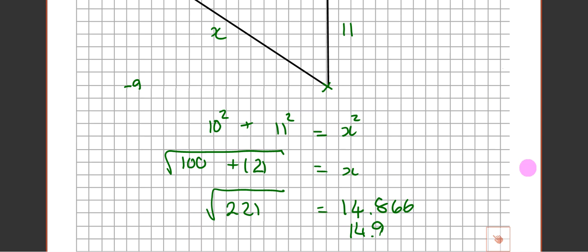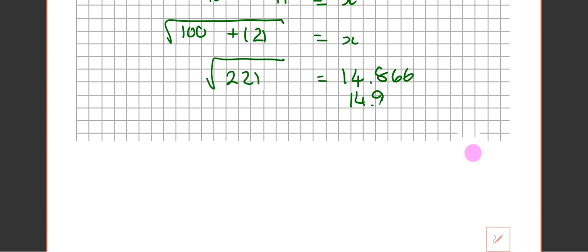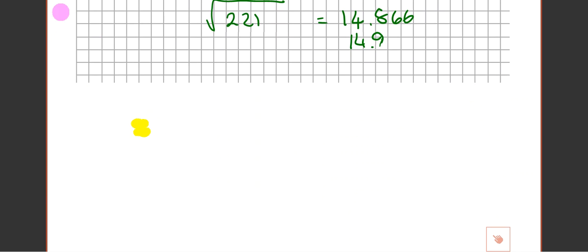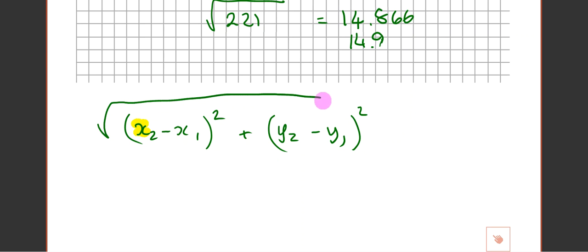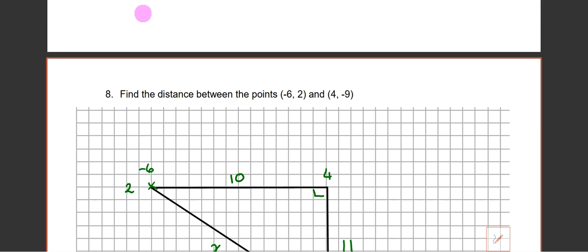If you just use the distance formula, do we remember the distance formula? It's x2 minus x1 squared, plus y2 minus y1 squared, all square rooted. So you can use that formula and just decide that this is x1, this is x2, this is y1, this is y2. You can just chuck your numbers in there, you're absolutely fine.